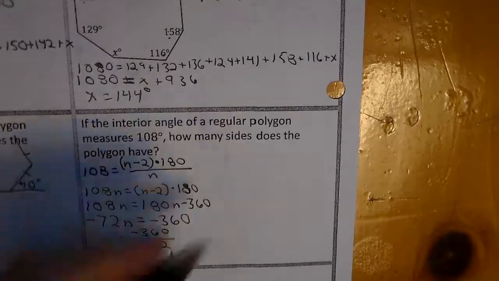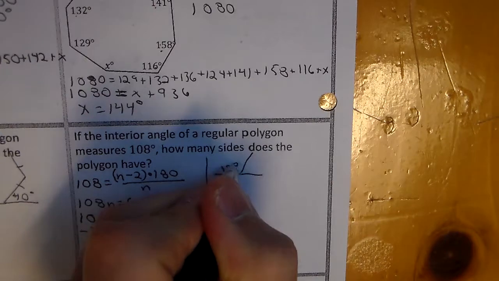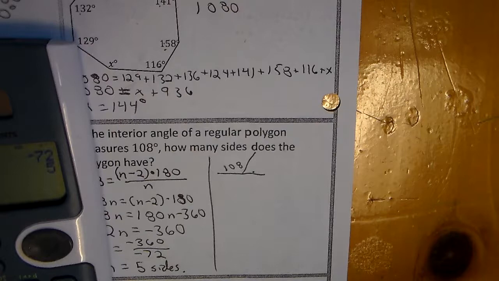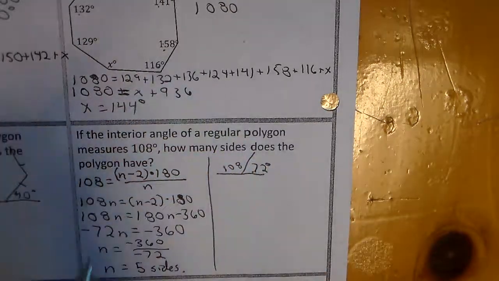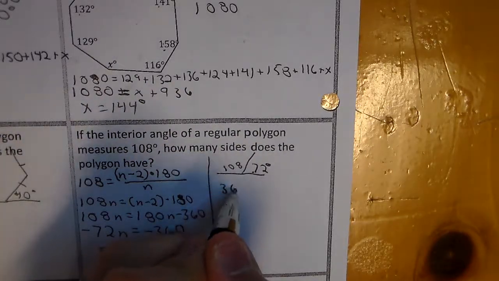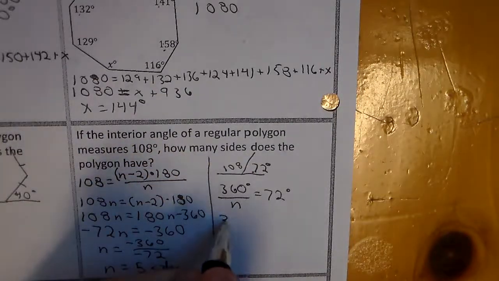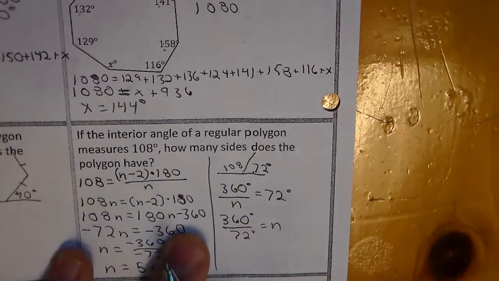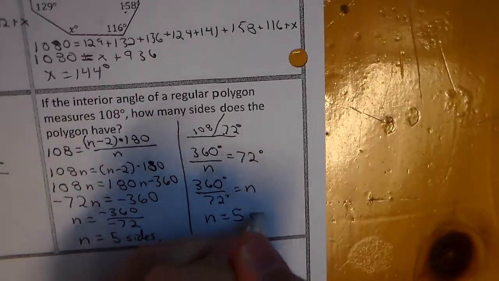Here's another way we could do this one. If the interior angle is 108, the exterior angle would be 180 minus 108, which is 72 degrees. We know they're all the same, so 360 over n equals 72 degrees. That becomes 360 over 72 equals n after we move it around like we were doing on the previous problem. So now it's just 360 divided by 72, and n equals 5 sides.